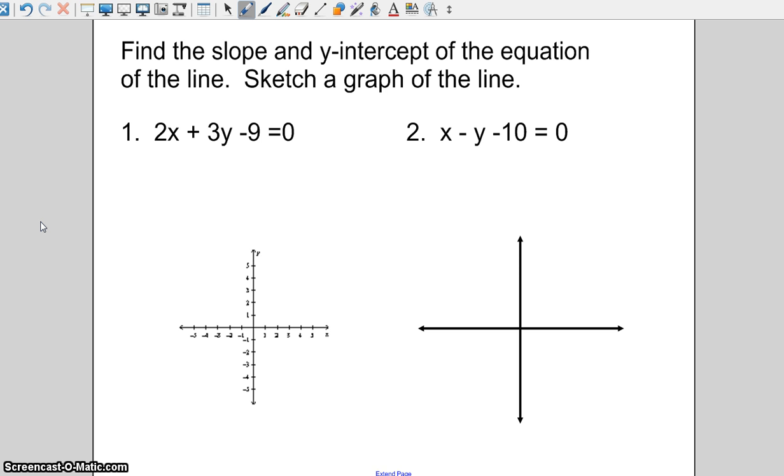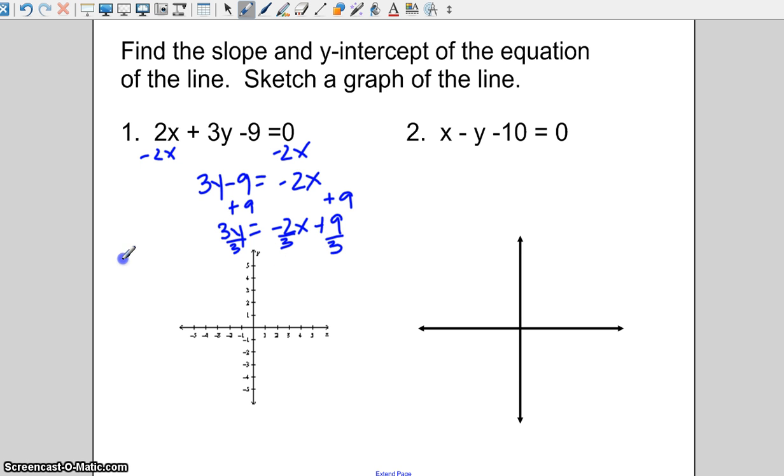Find the slope and y-intercept of the equation of the line. Sketch a graph of the line. So that means we need to solve these for y. Subtract the 2x from both sides. 3y minus 9 equals negative 2x. Add the 9. 3y equals negative 2x plus 9, and then divide everything by 3.